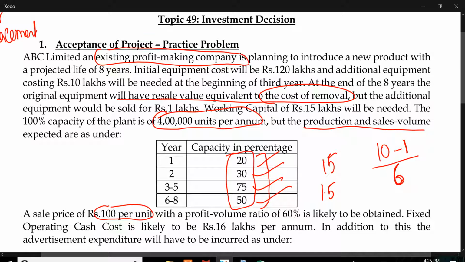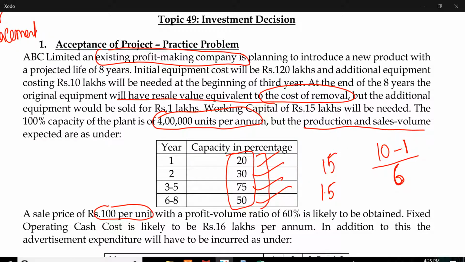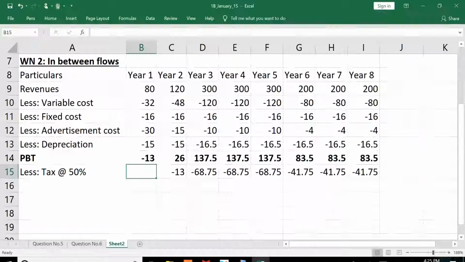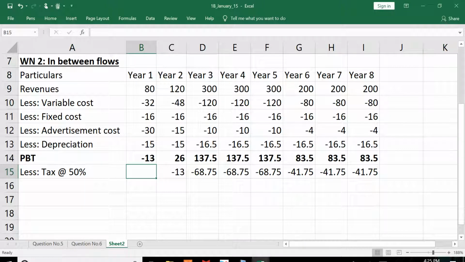So this loss will be set off against some other profits of the company, and because of that the taxable income will come down, and automatically the tax payable will come down. There are some other businesses which the company has, on which it has anyway been making profits. So the formula remains the same. Minus of minus will become plus. It is technically minus 13 into minus 0.5. When you do minus, automatically it becomes plus.